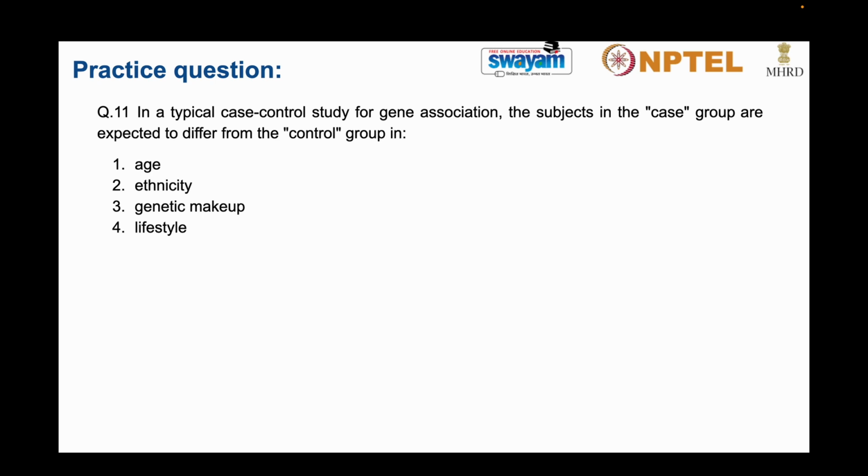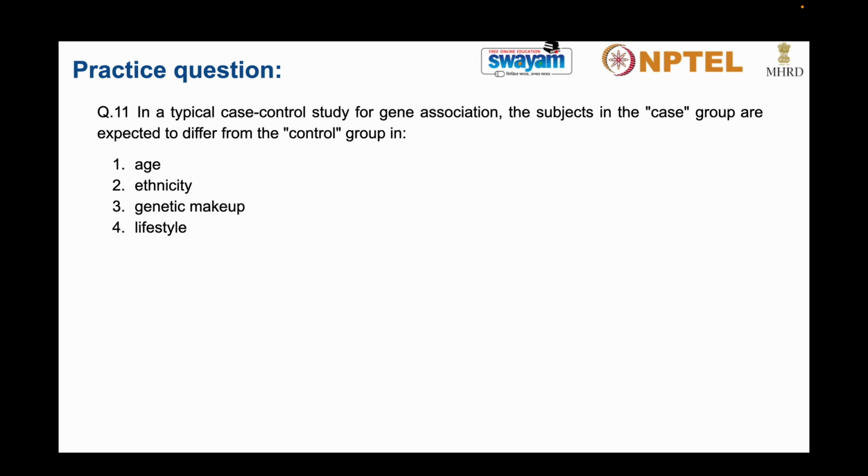Now let's look at question number 11. It says that in a typical case control study for gene association, the subjects in the case group are expected to differ from the control group in. So when we are looking at case and control studies for gene associations, what do you think should be the difference between the case and control group? First is age, two is ethnicity, C is genetic makeup, and D is lifestyle.